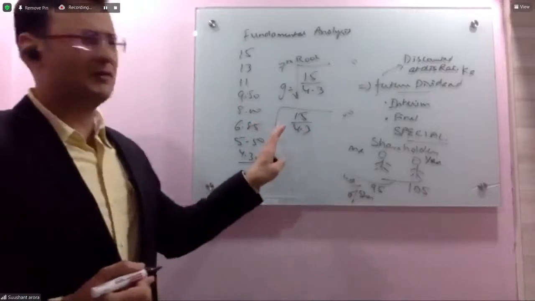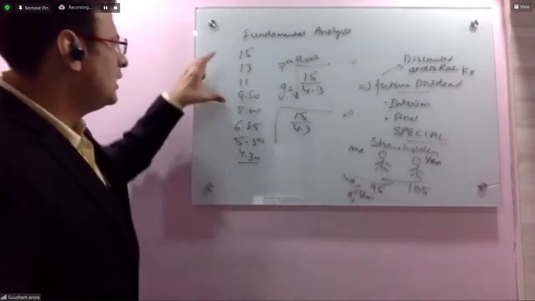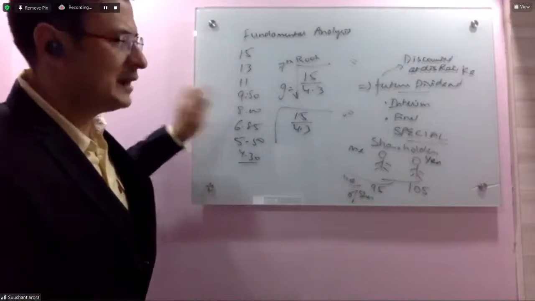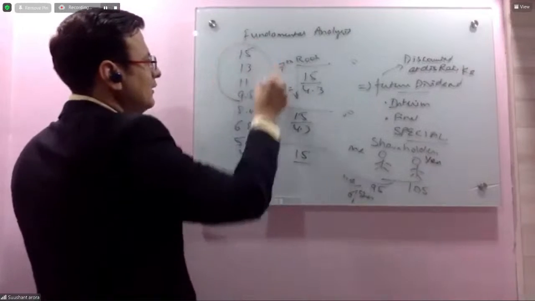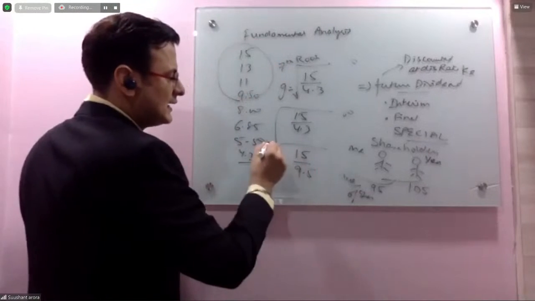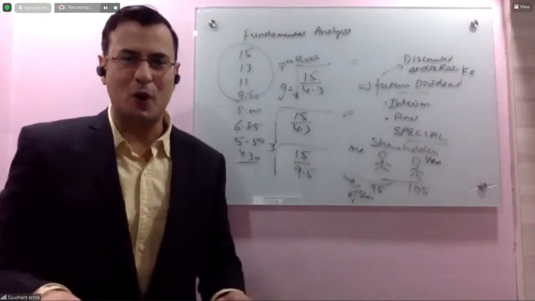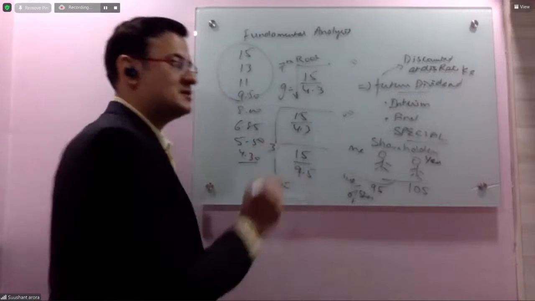But sir, using log is very boring. Tell us something which is easy. Very simple, not a problem. You take the first four: 15, 13, 11, 9.5. So you can do 15 divided by 9.5 and take its cube root. You have a cube root in the calculator, right? That's not a problem. Whatever value you get will be your G.